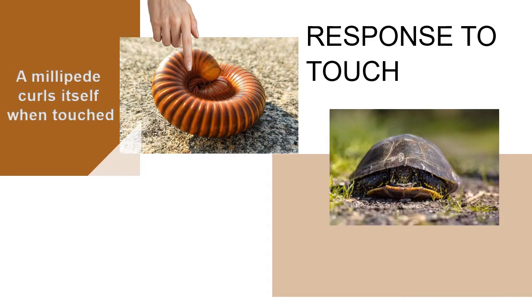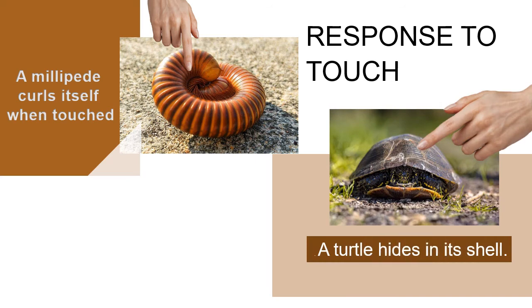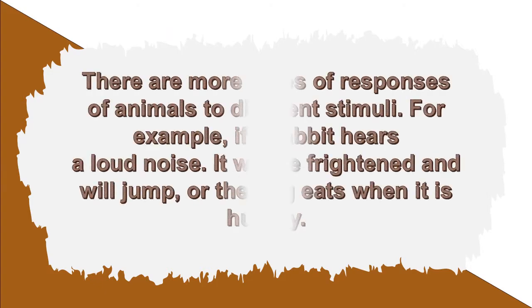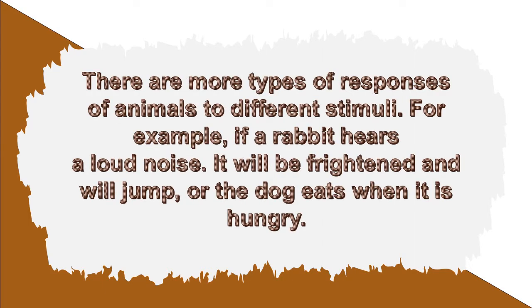Response to touch. For example, a millipede curls itself when touched. A turtle hides in its shell. A bullfrog dilates when touched. There are more types of responses of animals to different stimuli. For example, if a rabbit hears a loud noise, it will be frightened and will jump. Or the dog eats when it's hungry.